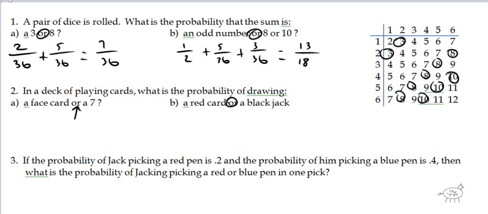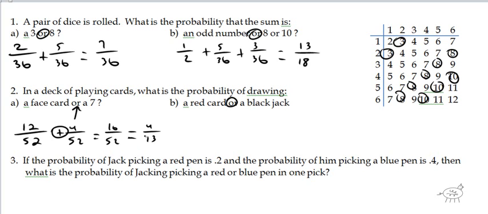Okay, so what's the probability of picking a face card? Well, isn't there 4 jacks, 4 queens, and 4 kings? So it's 12 out of 52. And a 7. How many 7s are there? There's 4 of them, right? So "or" means add. Very, very important. "Or" means add. So I get 16 out of 52, which is 4 over 13.